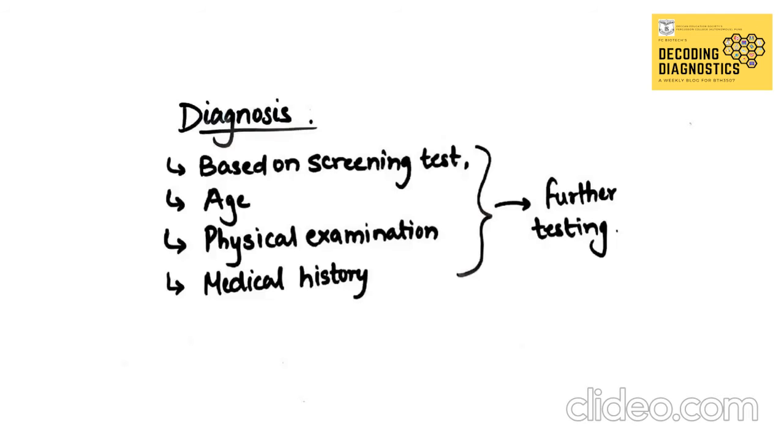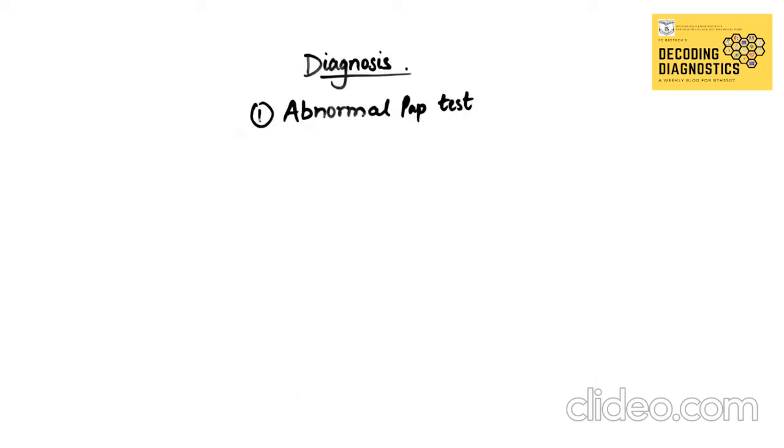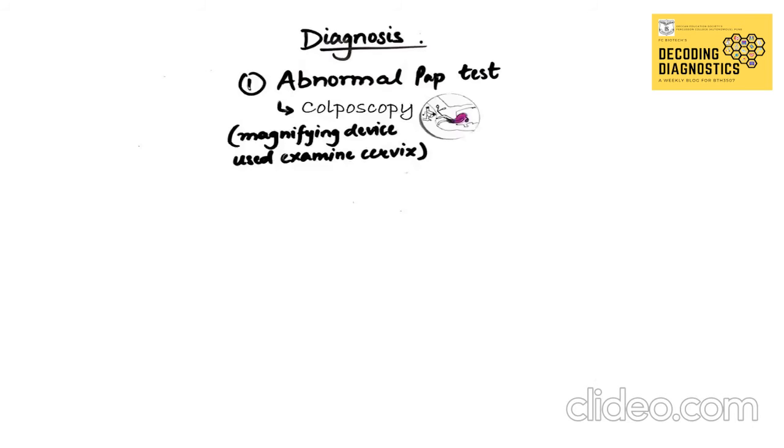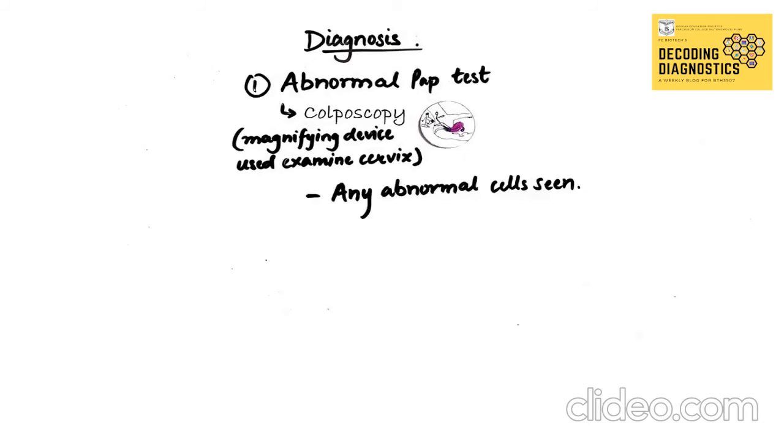Moving on to the diagnosis of cervical cancer. Based on age, results of screening test, physical examination, and medical history, further testing is carried out. Abnormal Pap test result is followed by colposcopy. A colposcope is a magnifying device used to examine a cervix clearly. If areas of abnormal cells are seen, then biopsy is carried out.